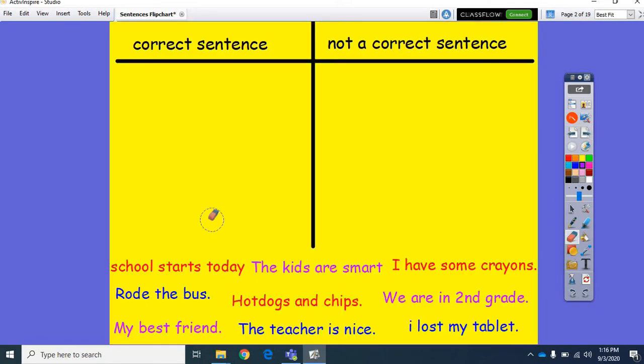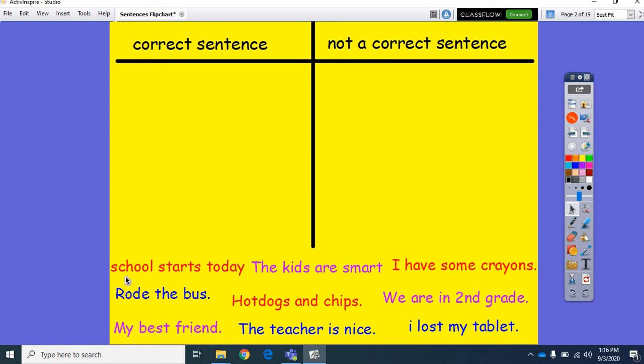Let's practice that a little bit more. Alright, remember how we talked about sentences must make sense? Well, I've got several different sentences here. And we're going to sort them. We're going to figure out where they would go. Because I have a column here that says correct sentence and a column here that says not a correct sentence. So we're going to drag these where they need to go. But you guys have to help me, okay?